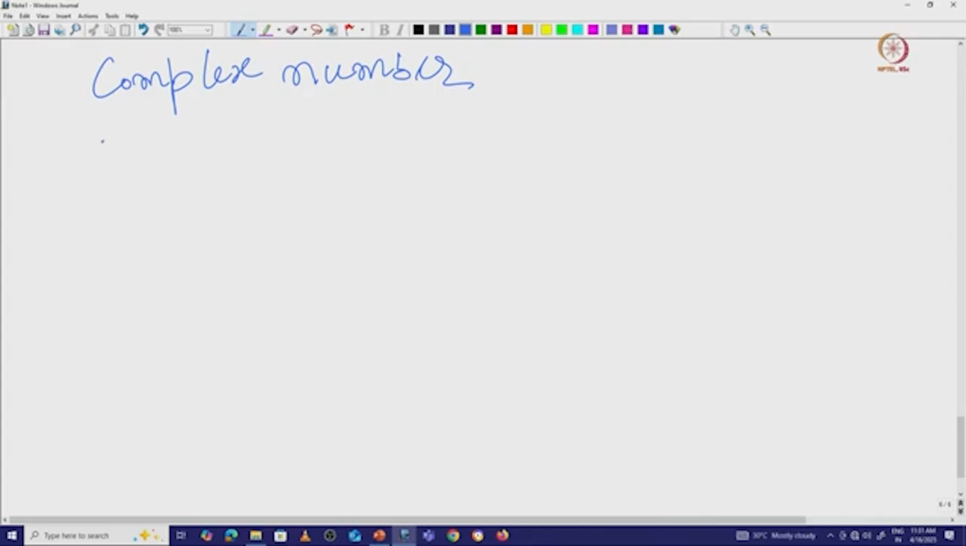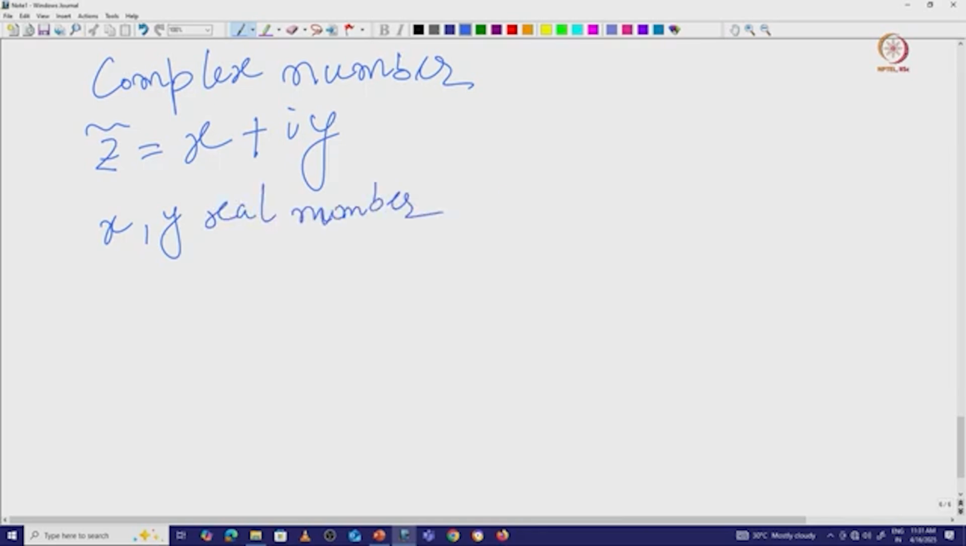So, if I say that z is a complex number, how we can represent that will be x plus iy. Here x and y are real numbers, where i is an imaginary number. So, we want to represent this complex number.